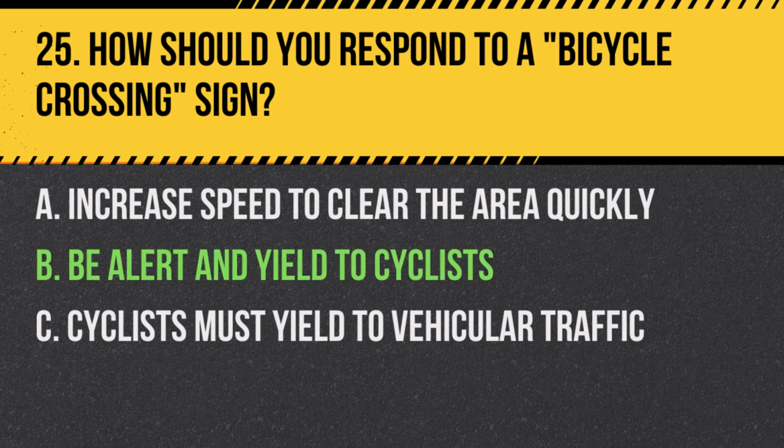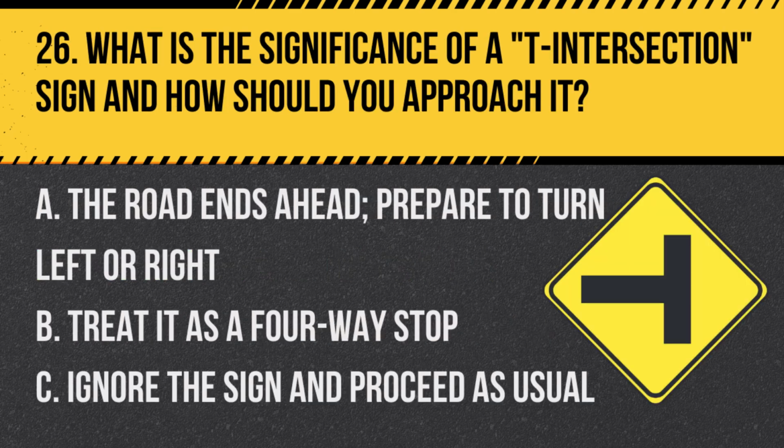Answer. B. Be alert and yield to cyclists. This sign indicates an area where cyclists may be crossing, and drivers should be prepared to yield. Question 26. What is the significance of a T intersection sign, and how should you approach it?